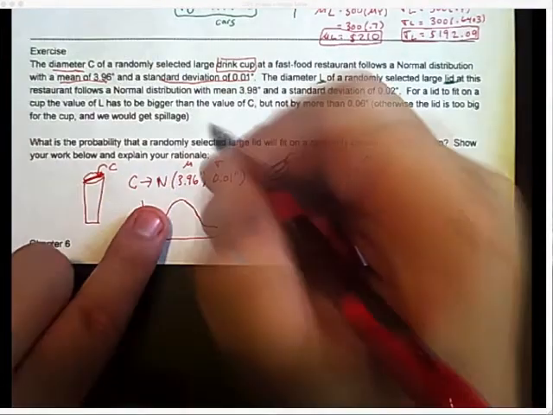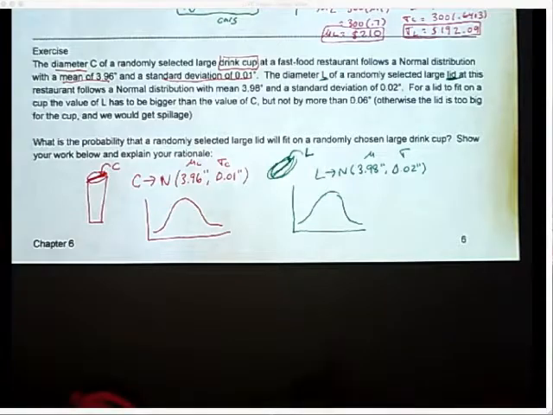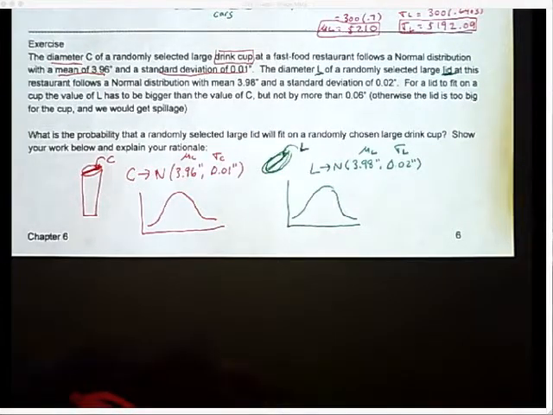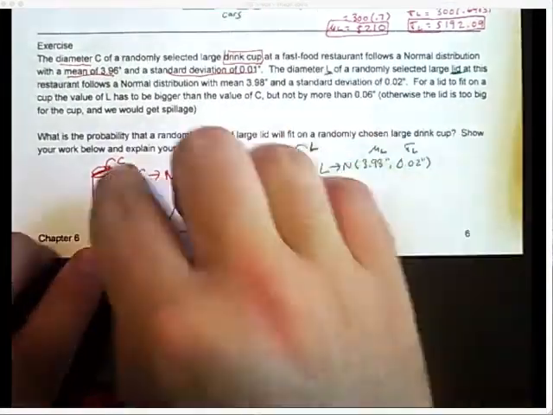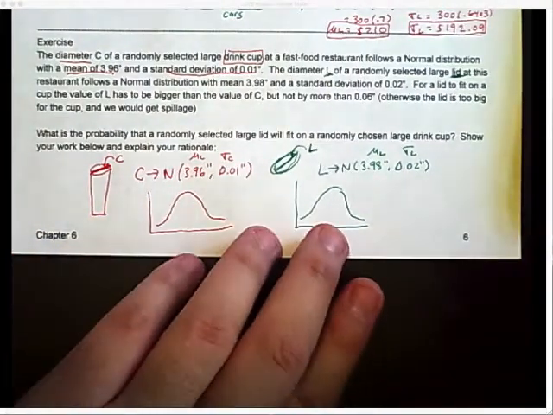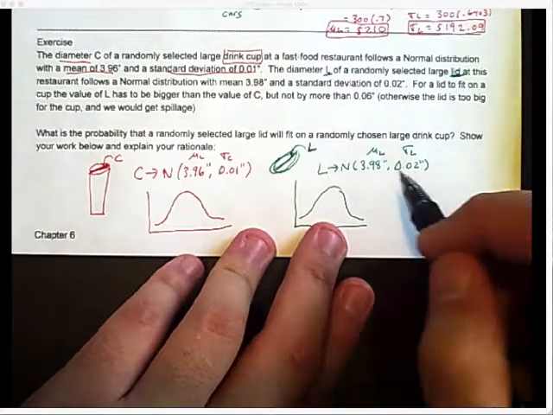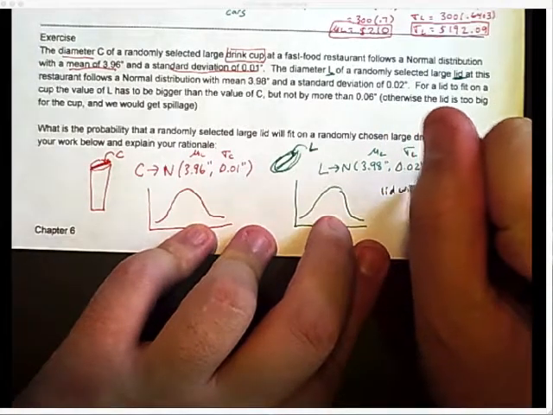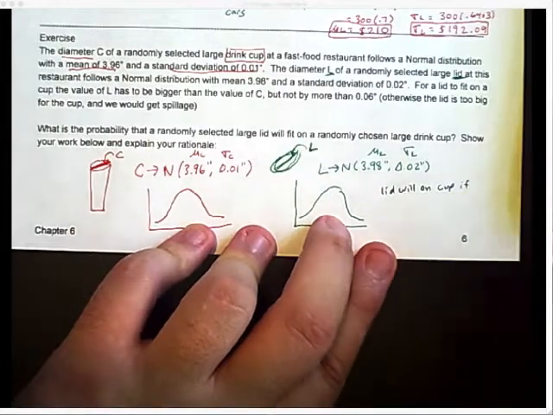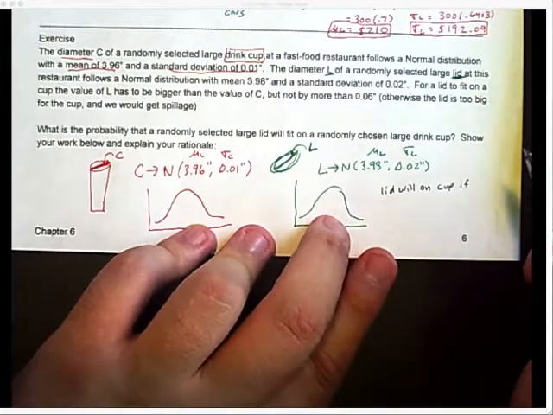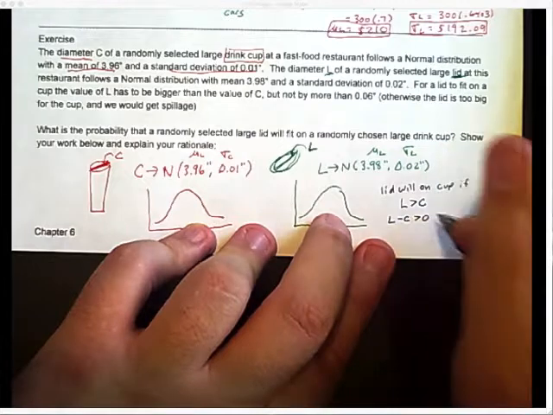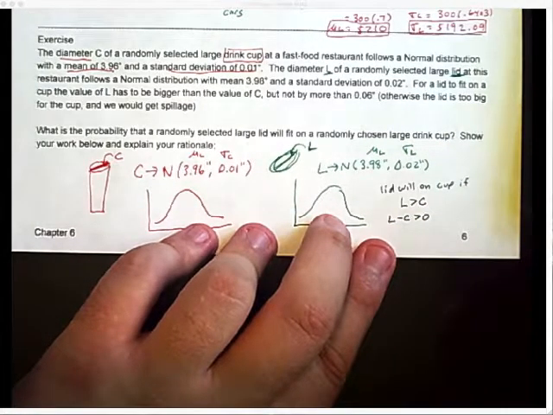All right, so we could call this mu sub c and sigma sub c of the cup itself, and here's the mean of the lid and the sigma of the lid. Now this should make sense. To be able to fit this lid onto this cup, the lid has got to be bigger than the cup. So the lid will fit on the cup if L is greater than C. In other words, L minus C should be bigger than 0.